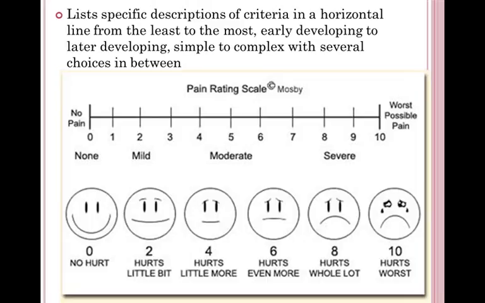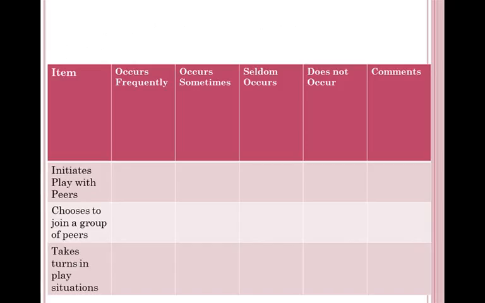But instead of having numbers, we have words and pictures. No hurt is the same as this none right here, the 0, and then 10 is the same as that. So you can have different types of rating scales. But you see how it's a graduated scale, and you mark down where your pain is in this example on that scale. See, they're not hard. You got it. So here's another one.